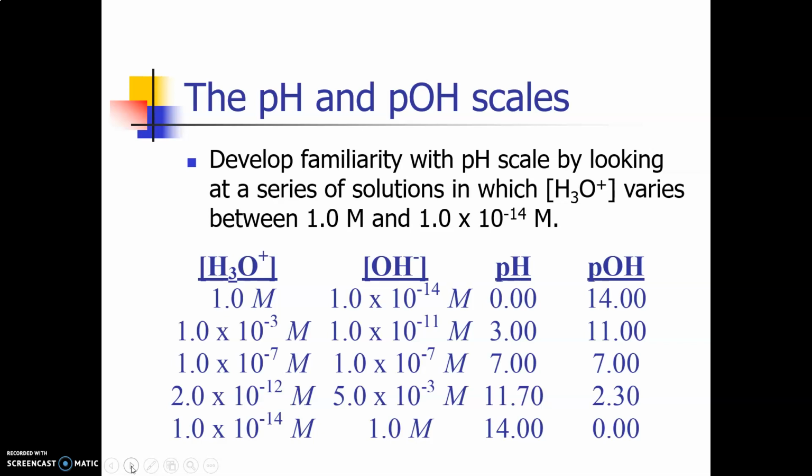So for example, if the concentration of hydrogen is 1 times 10 to the power of minus 3, the hydroxide is 10 to the minus 11. So the pH is 3, the pOH is 11, right?